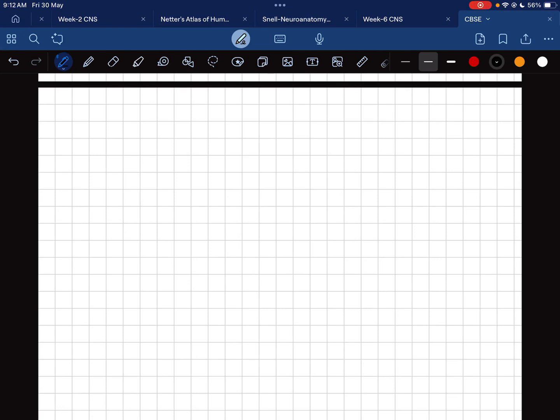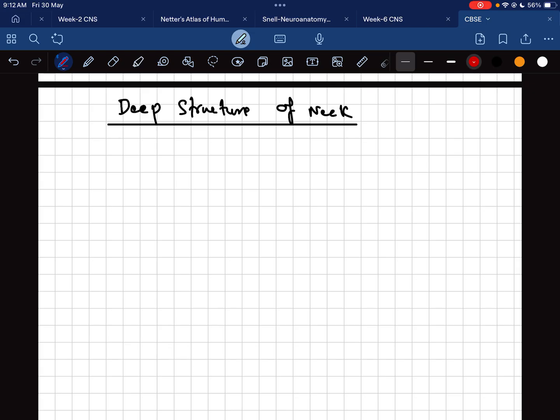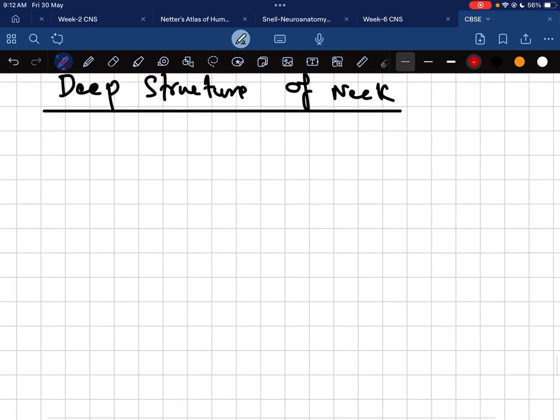Today we are going to discuss the deep structures of the neck. This is a revision video, so there may be some mistakes, but I am going to cover all the topics.